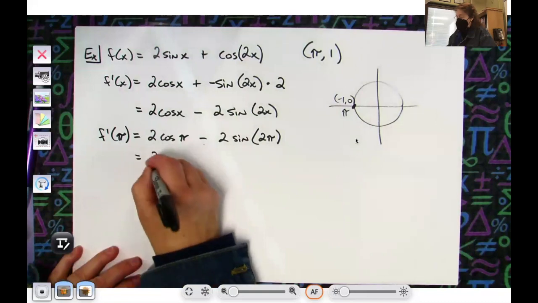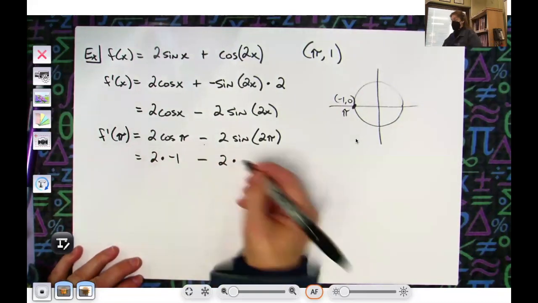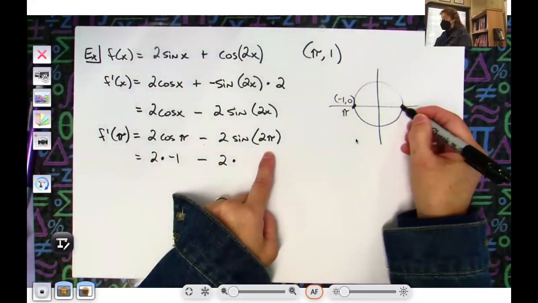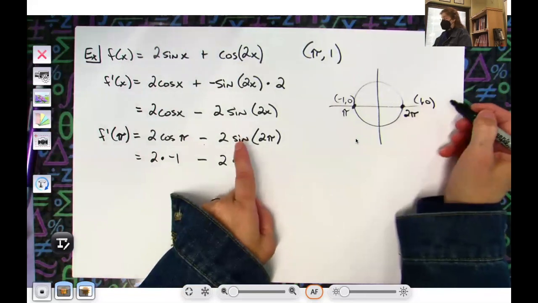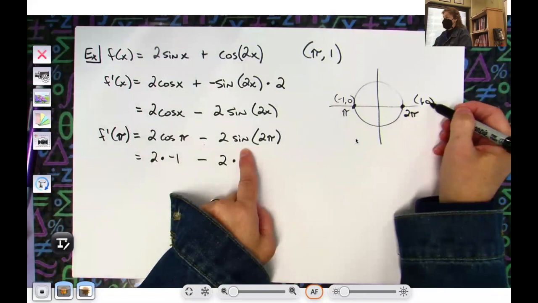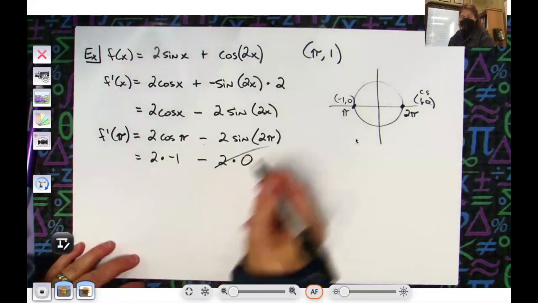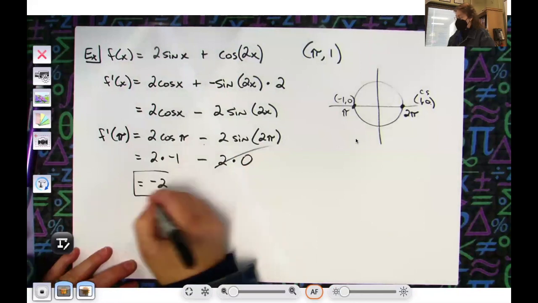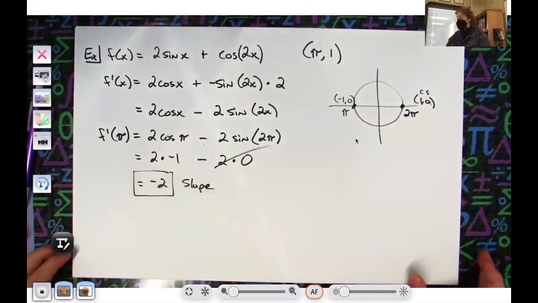So evaluating this, 2 times negative 1 minus 2 times, all right, where's 2 pi? All the way around, right? There's 2 pi. That ordered pair is 1, 0. I want sine, so sine is 0. There's cosine, then sine. Okay, so that one's 0. All right, so that goes away. So my slope is negative 2. So there's slope.